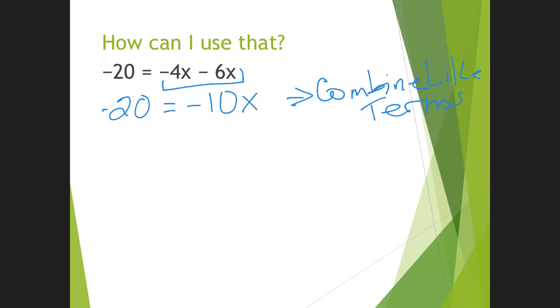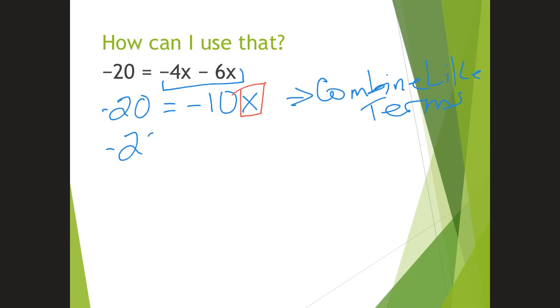Well, what am I going to do next? Well, I want to get x by itself. So I'm going to get rid of this negative 10. How am I going to do that? I'm going to get rid of the negative 10 by dividing by it because it's multiplying with my x.